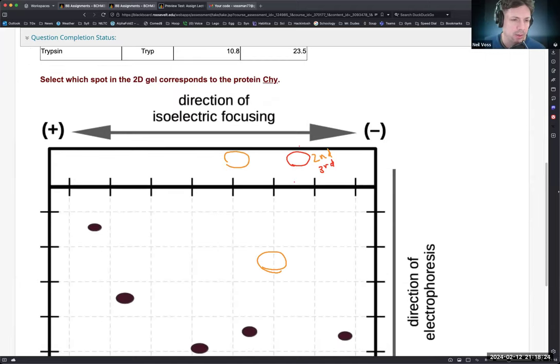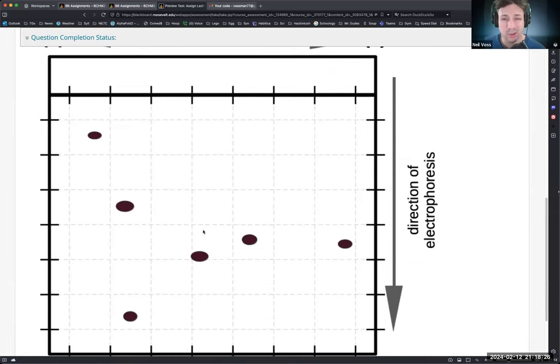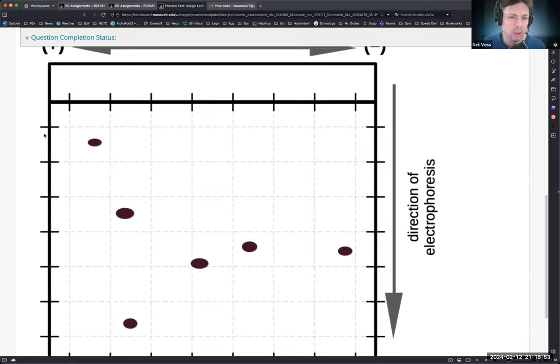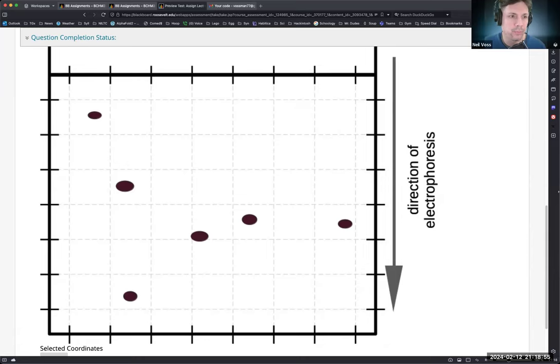Some of the key things we have to consider is which direction is which. As we know, if we're below the pKa, we're going to be positive. If we're above the pKa, we are going to be negative. So this is going to be the high pH side, and this will be the low pH side. Furthermore, molecular weight gets smaller as we go down the gel. So here is going to be high molecular weight, and at the bottom here will be low molecular weight.